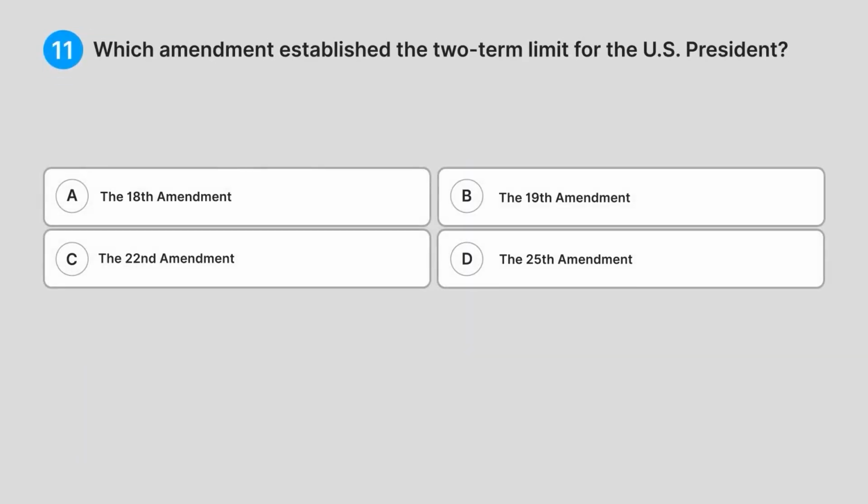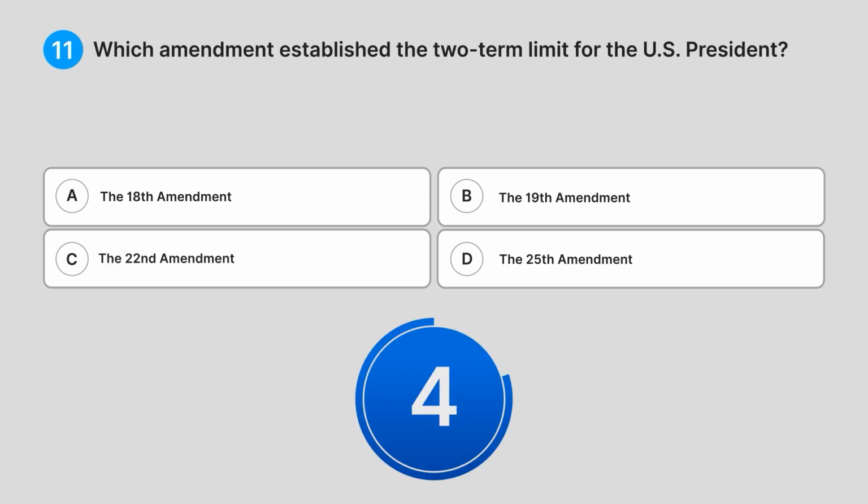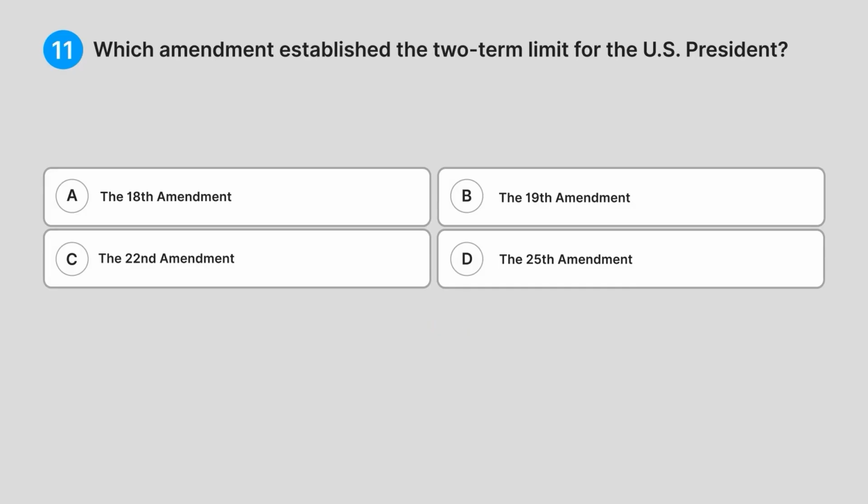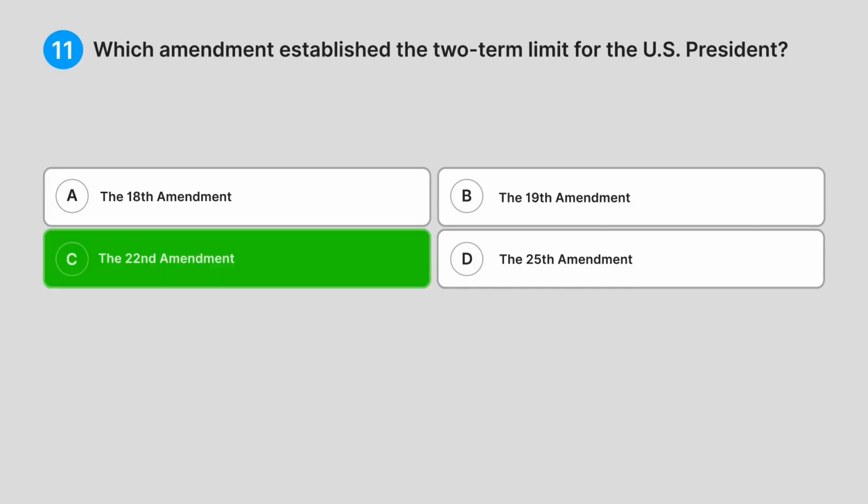11. Which amendment established the two-term limit for the US President? A. The 18th Amendment. B. The 19th Amendment. C. The 22nd Amendment. D. The 25th Amendment. Can you guess the answer? Correct answer, C. The 22nd Amendment.